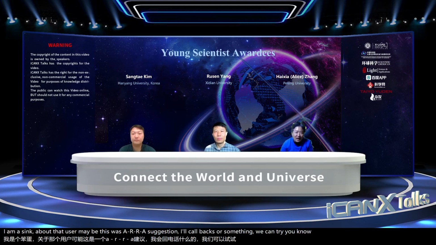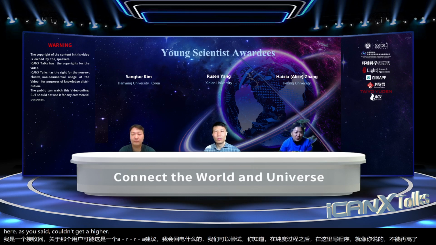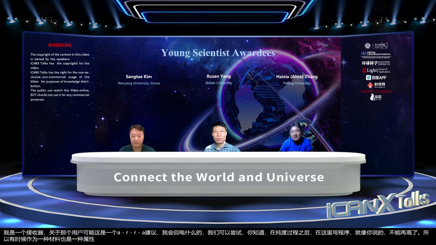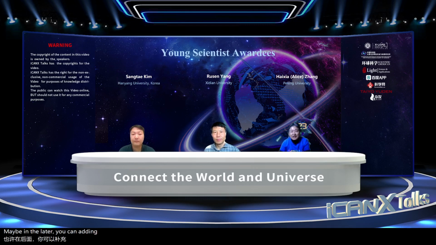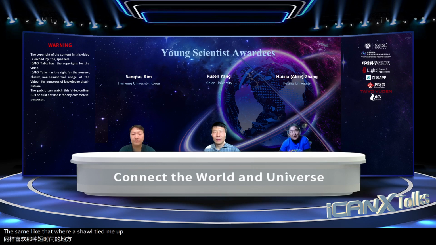Yeah, after the PVD process, right, the temperature, as you said, couldn't go higher. So sometimes the material's property may not be that good, right? Sometimes the morphology may not be exactly what we want. Maybe later you can add a step like very rapid annealing. Very short time, with a temperature that doesn't damage the materials but reshapes the geometries. Yeah, just think about this.